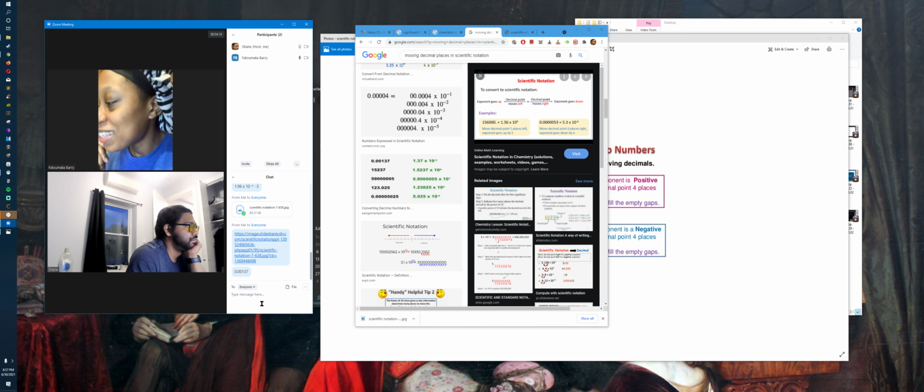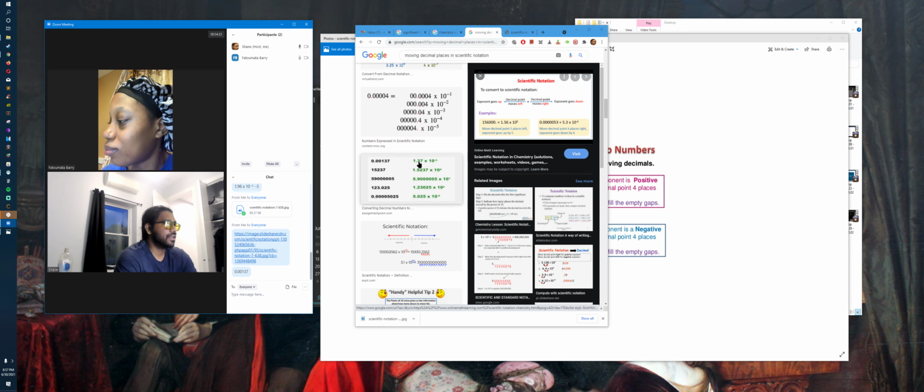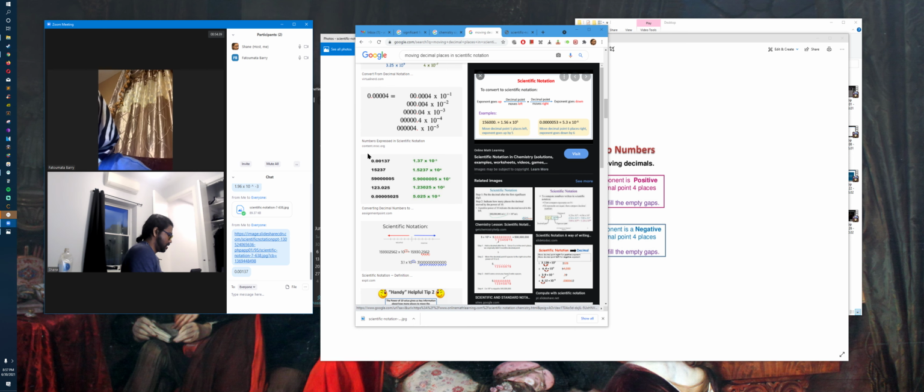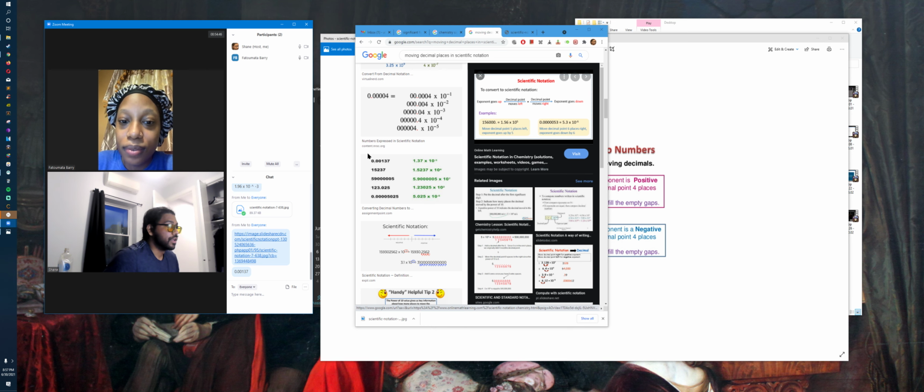Is it 1.37 times 10 to the negative 4 power? So close. Is it 5? So the 1.37, right? How many times do you move that to get the 0.00137? Three. Yes. So it's 1.37 times 10 to the negative 3 power? Got it. Okay.